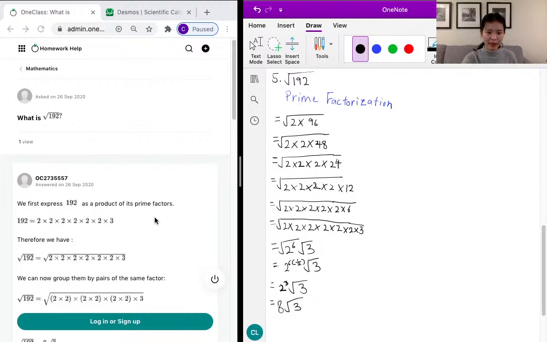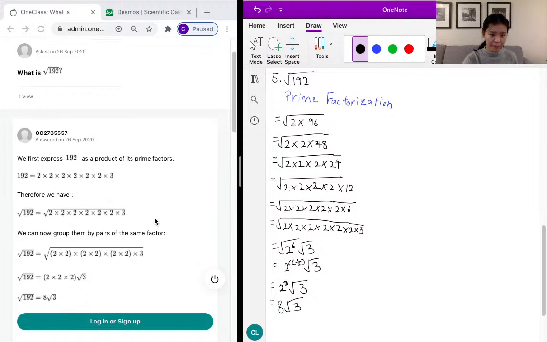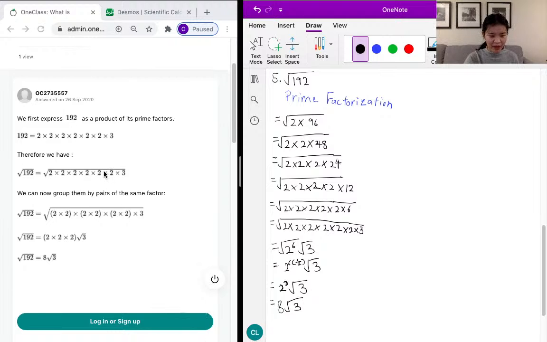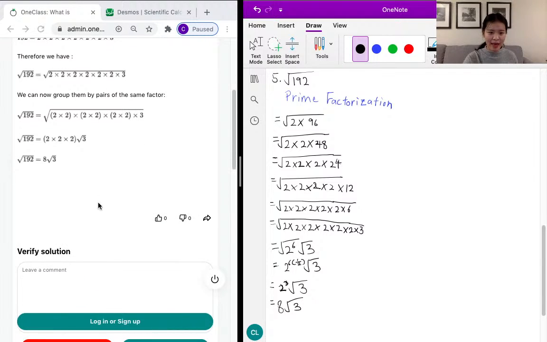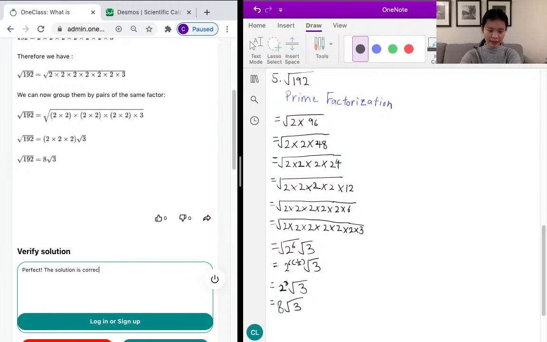Let's look at our sample solution on the left side. So they also use prime factorization, and they arrive at the same answer as us. This is perfect. Let's just say the solution is correct. The solution is correct.